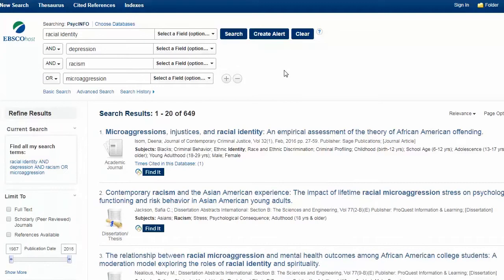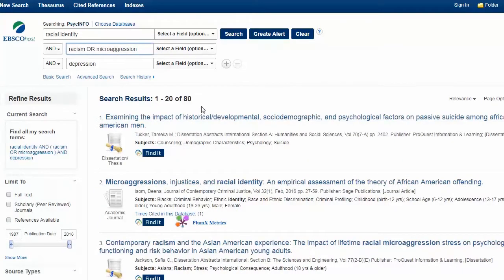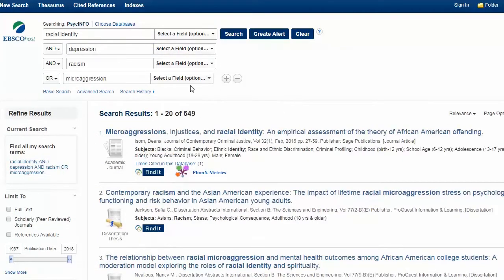We're going to get 649 results as opposed to the maybe expected 80. And the reason for that is because what we've actually told the database here is to look for articles that contain racial identity and depression and racism or microaggression. It's not racism or microaggression, it's all three of these, or microaggression. So it's those 77 results from our first search, this one right here, plus another 500 some odd from a search that's just looking for the word microaggression. So be careful when you're using OR.